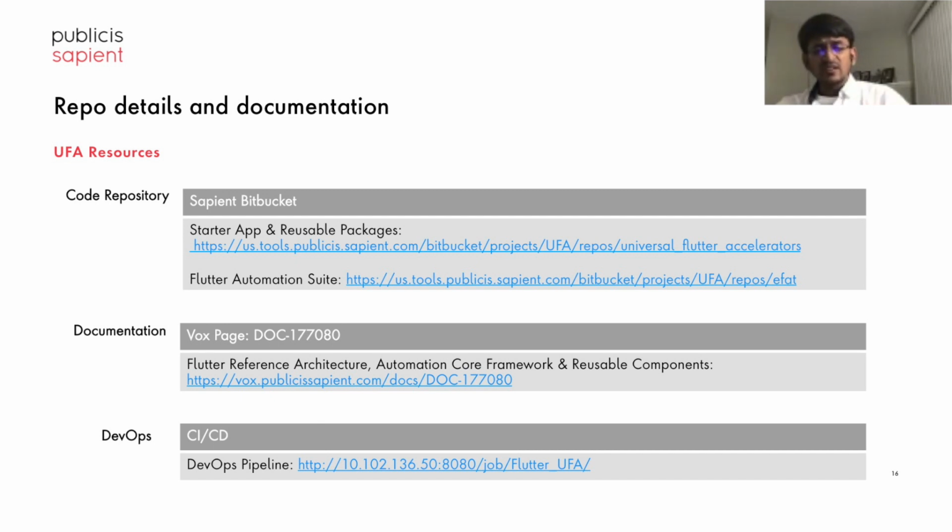The features of all these reusable components has been documented in Works. You can refer document 177080, or you can search Universal Flutter Accelerators. On the Works page, you can get the detailed documentation. Also, we are set up at DevOps. This is one of the Mac servers that we have set up, and in order to access, you need to connect to the VPN.